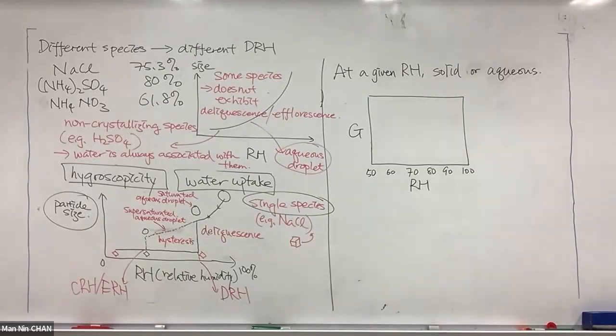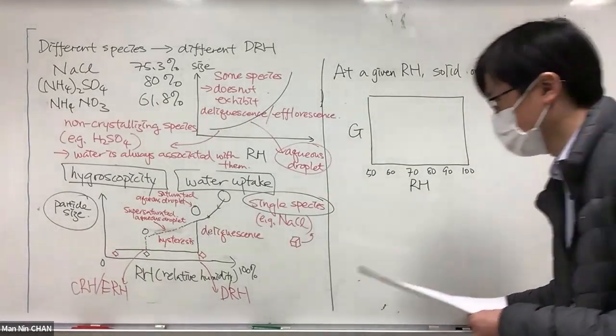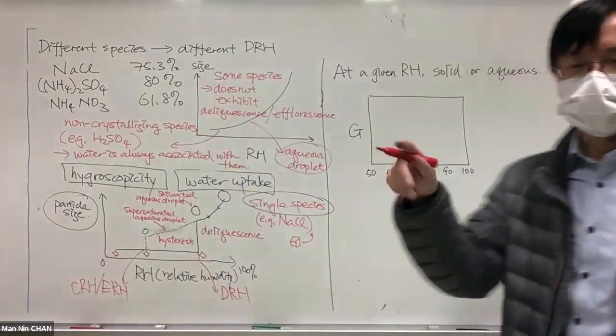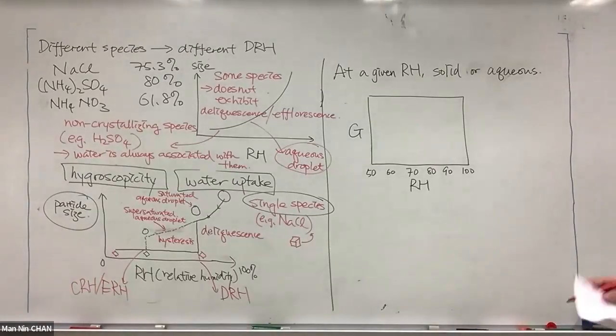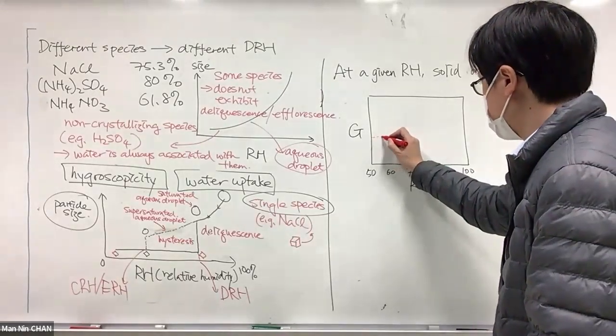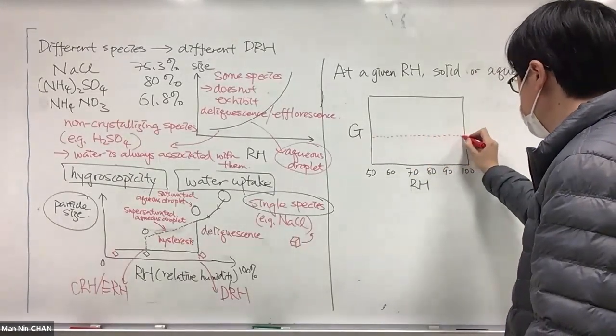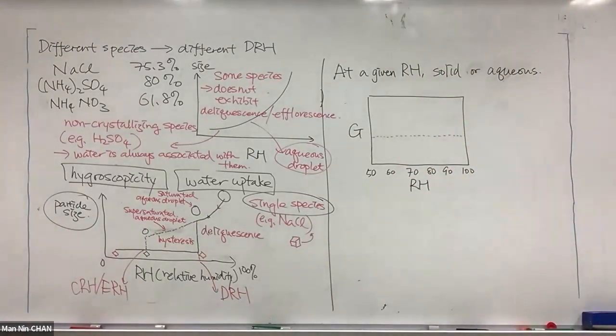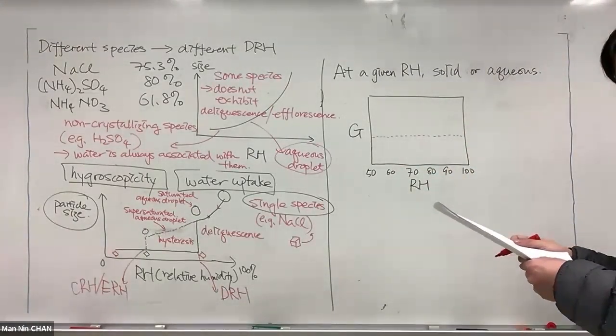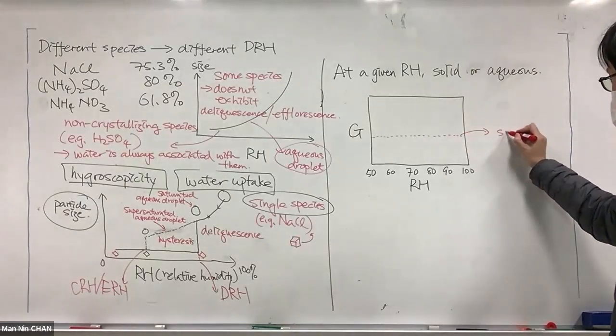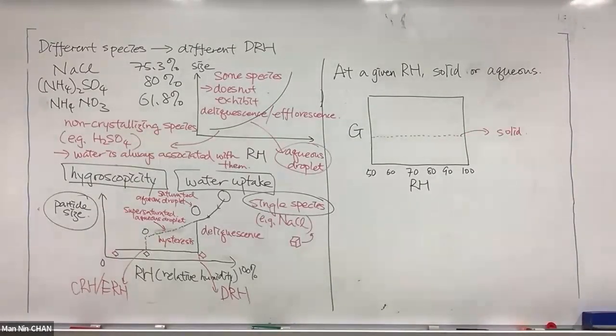Now G here means the Gibbs free energy of the system. If you remember, for a solid particle, the Gibbs free energy is independent of the composition, so it's always a constant line. It does not depend on your relative humidity. Therefore, this line is the Gibbs free energy of the solid.